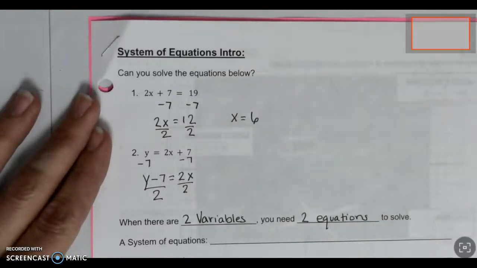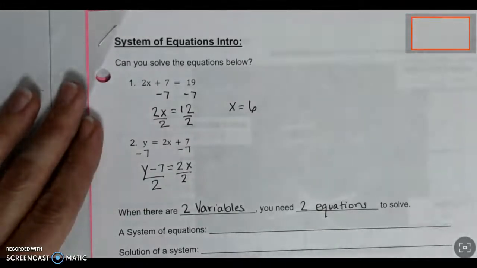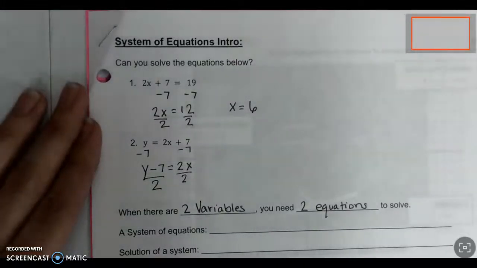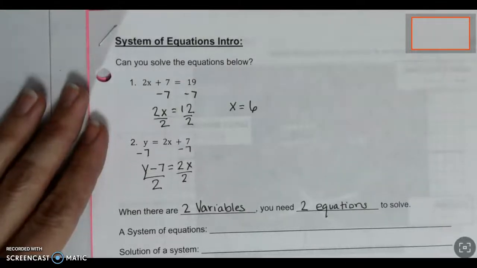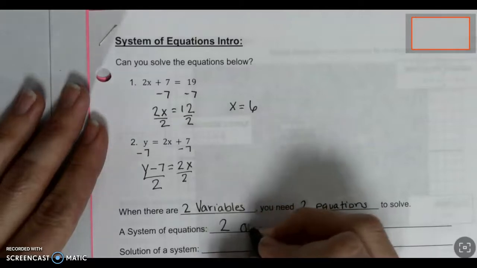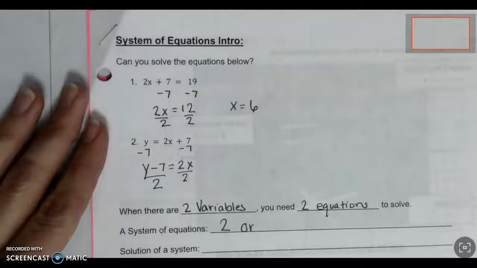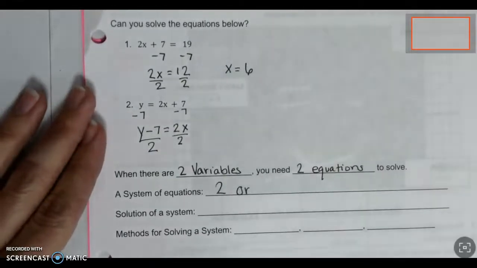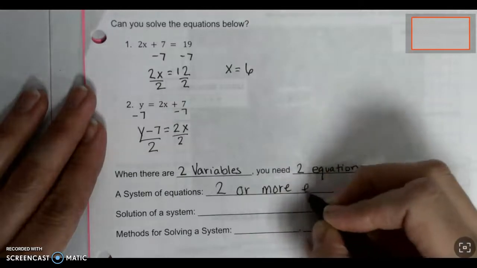Okay? When you have 3 letters, x, y, and z, this is algebra 2, you will need 3 equations to solve. Okay? A system. What about 5? Then you would need 5 equations. A system of equations is 2 or more equations. So if I have more than one equation, I'm dealing with a system. When I say the word system, all that means is that I have multiple equations. So 2 or more equations.